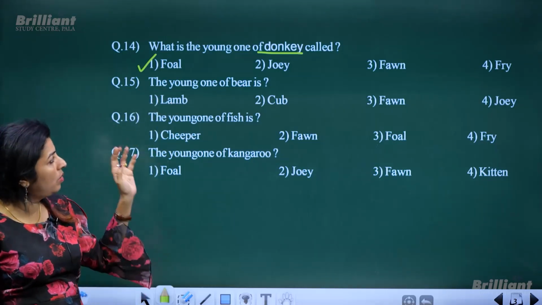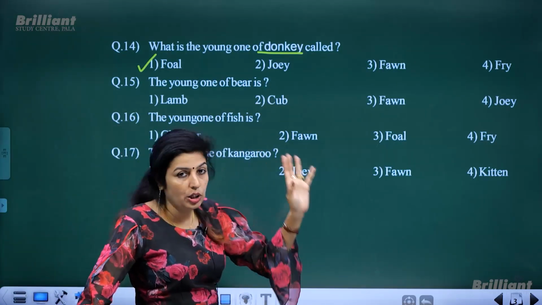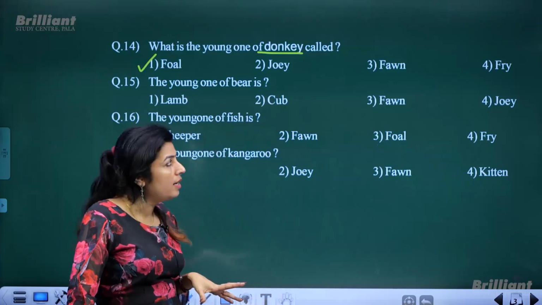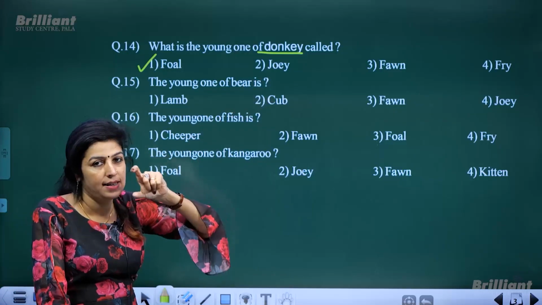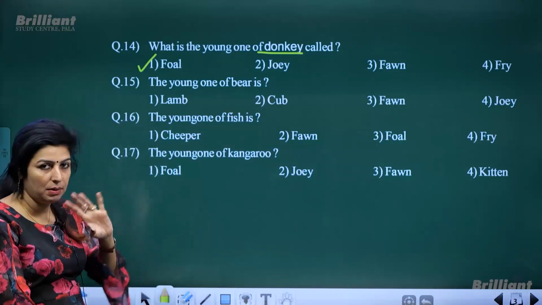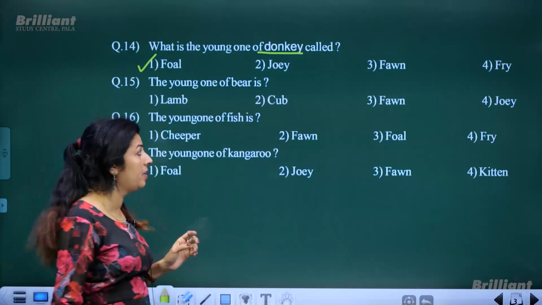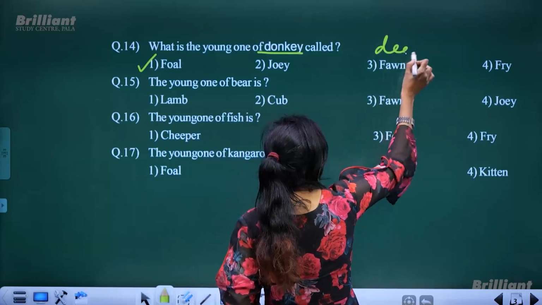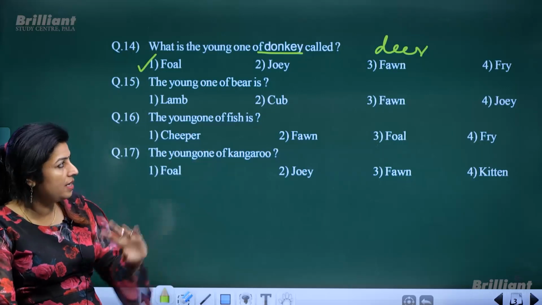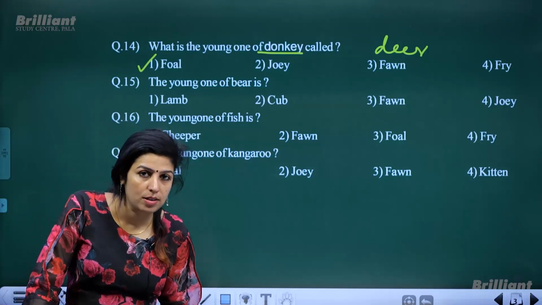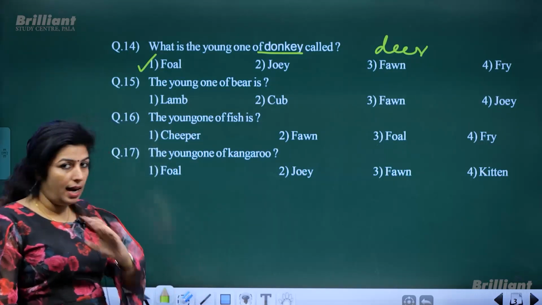Alright, so now joy is given. These are also the terms which are used for young ones. For the time being, I will not give you the meaning of this word joy, because that is actually the answer to one of the questions. So that time I'll tell you. Fawn, I'll give you the answer. Fawn means a young one of a deer, D-E-E-R, the cute animal deer. And then fry is given. Surprisingly enough, that also is the name given for the young one of a creature. I'll tell you that very soon.